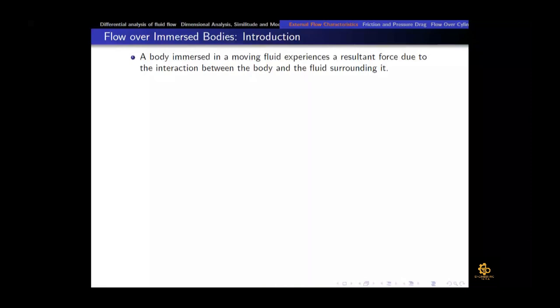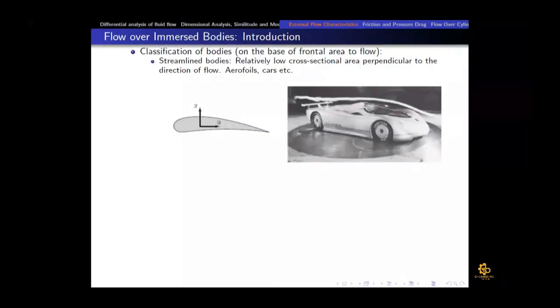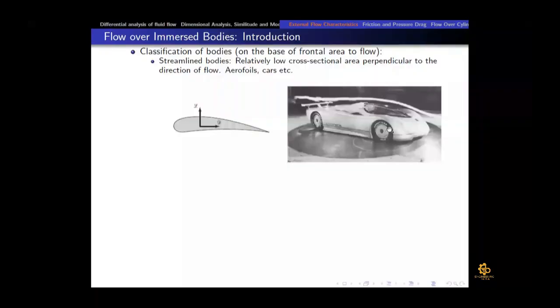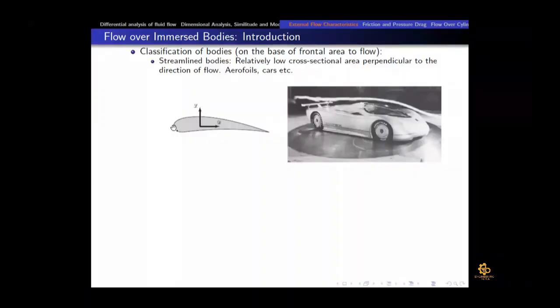As I have told you in the beginning as well, there are two types of bodies in terms of the frontal area of the flow. Frontal area means where the flow strikes. For this racing car shown in the figure, you can see that it is a very streamlined body, and this aerofoil as well. The flow is going to come from here. This is the leading edge, and this is the trailing edge, if the flow is coming from left to right. The aerofoil is usually the cross section of the wing of an aeroplane.